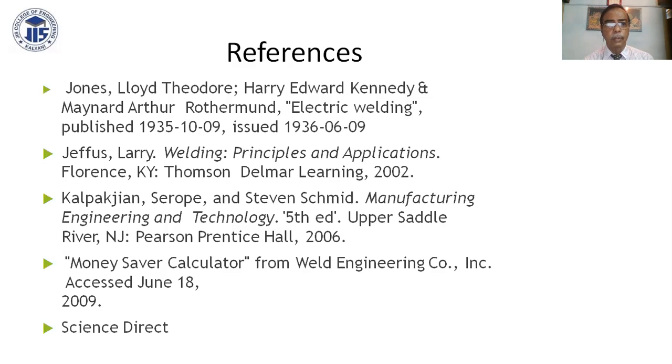So thank you. These are the references. Electric Welding, published in 1935, by Lloyd, James Jones, Harry Edward Kennedy, and Arthur Rothermund. Also Welding: Principles and Applications, Larry Jeffus, Thomson Delmar Learning, 2002. Kalpakjian, Schmid, and Steve, Manufacturing Engineering and Technology, 5th edition, Upper Saddle River, Pearson Prentice Hall, 2006. And a calculator from Weld Engineering Company, Incorporated, accessed June 18, 2009, and also from ScienceDirect. So many papers are there from which we have collected the material.